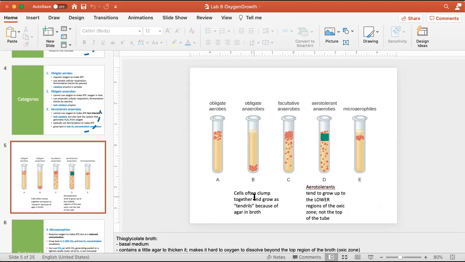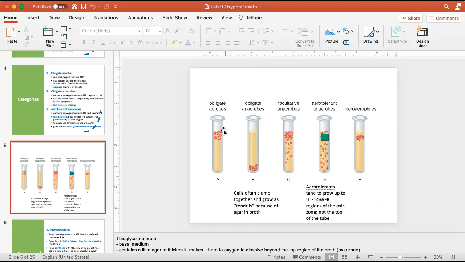So we take these tubes and we inoculate them. We take some cells from culture with a sterile loop, and we put the loop down into this sterile thioglycolate broth and swirl it around a little bit. And then we put the tubes in the incubator and we let the microbe grow. The pattern of growth, that's what you're seeing with the red, is going to tell us what category the microbe belongs in.